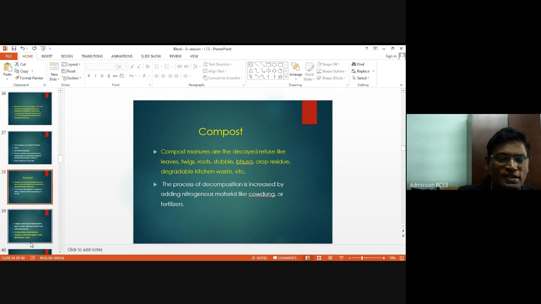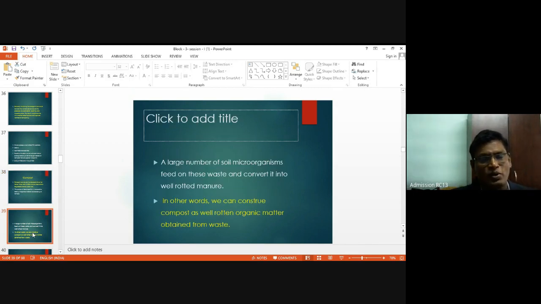The process of decomposition is increased by adding nitrogen material like cow dung and fertilizer. That means when we decompose these things, we can add nitrogen material like cow dung or fertilizer to speed up the process. A large number of soil microorganisms feed on this waste and convert it into well-rotted manure. So that is the outcome: we collect this waste and make it into a useful product called manure.